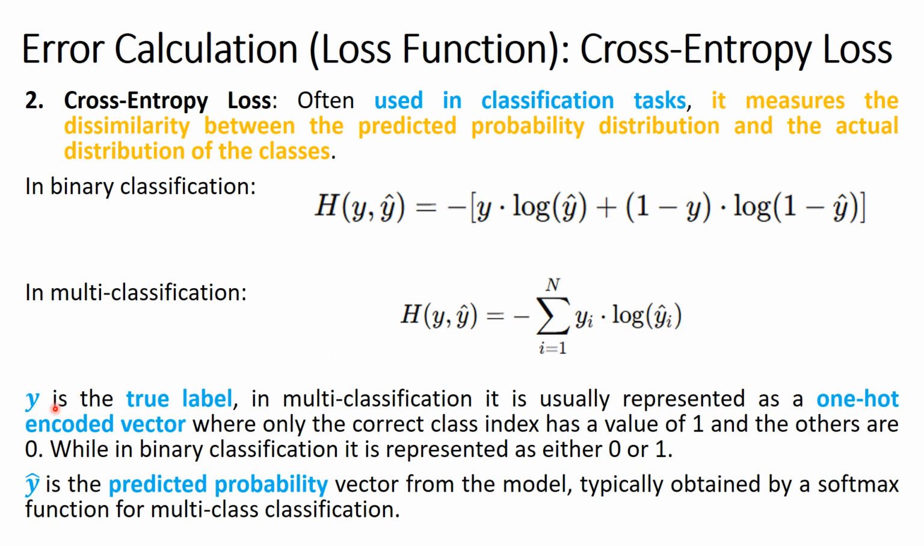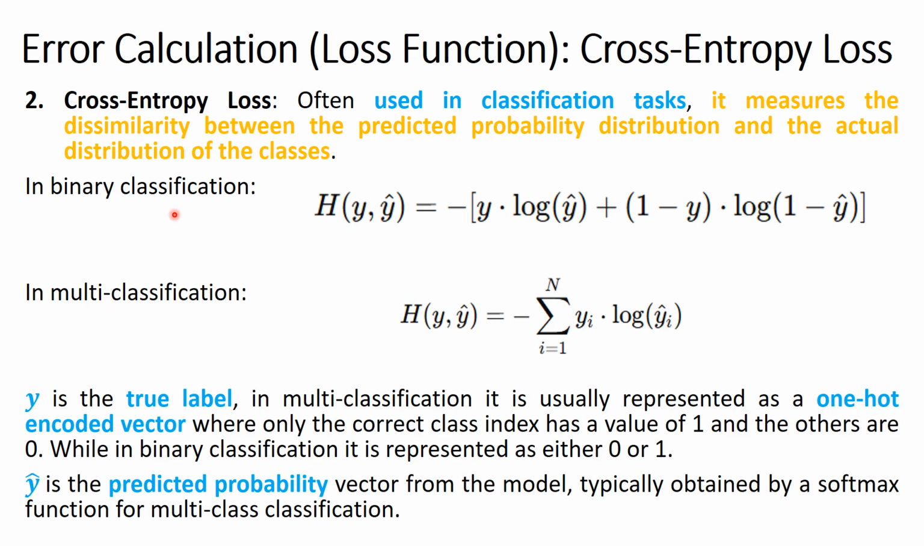طيب y is the true label. الكلاس الصحيح هو y a true. In multi-classification, it is usually represented as a one-hot encoded vector. One-hot encoding هو بيستخدم في multi classification where only the correct class index has a value of 1 and the others are 0. While in binary classification, it is represented as either 0 or 1.